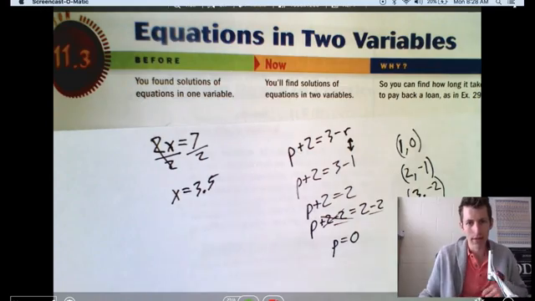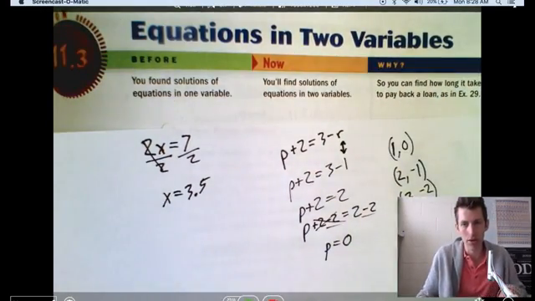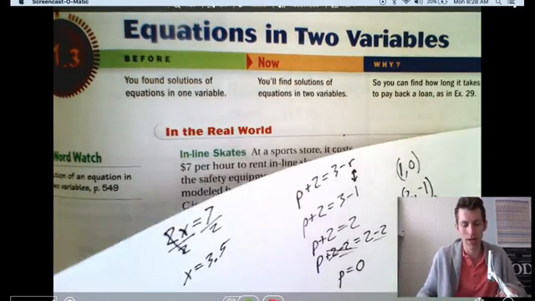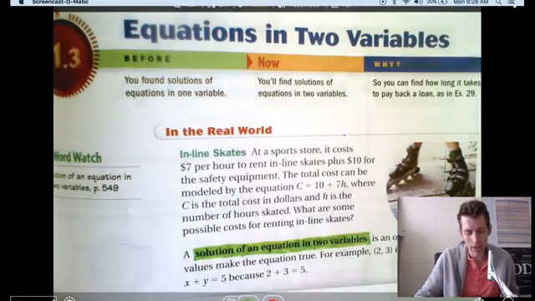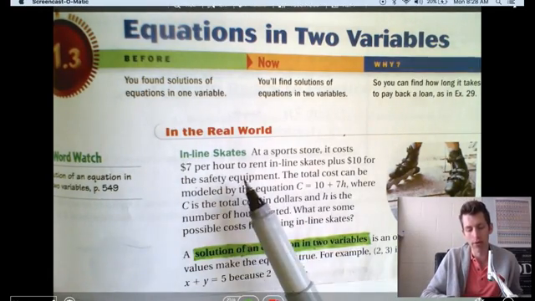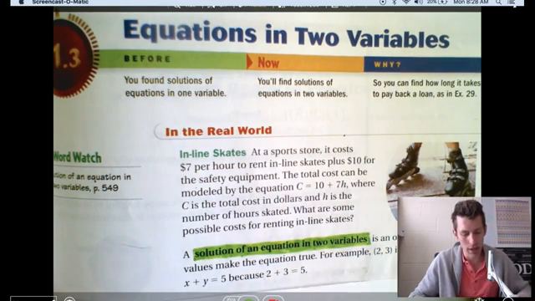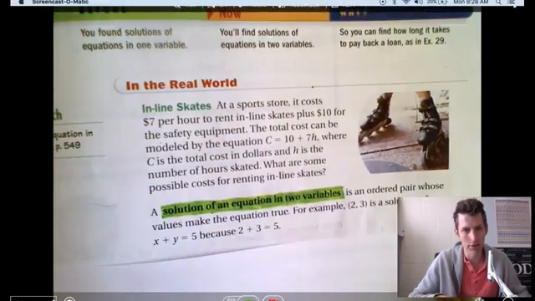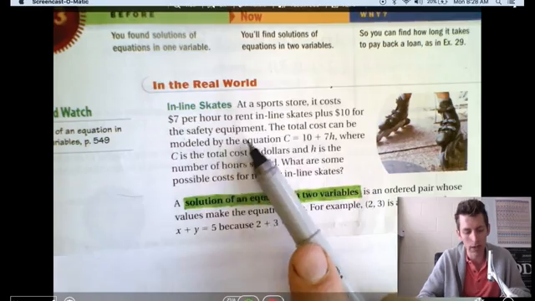Okay. So, why are we doing this? So you can find how long it takes to pay back a loan, as in exercise 29. So, let's get started here. Inline skates. At a sports store, it costs $7 per hour to rent inline skates, or rollerblades, apparently, plus $10 for the safety equipment. So, the total cost can be modeled by this equation.